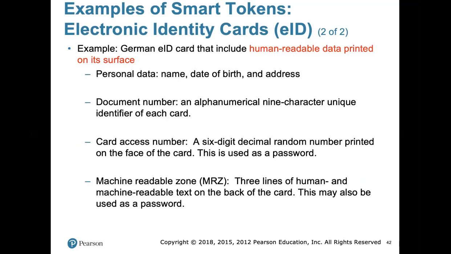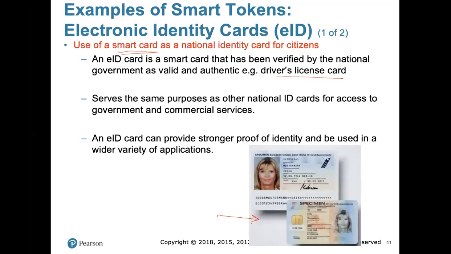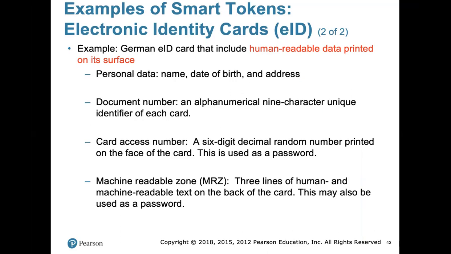One example of an EID card is the one issued by the German state, and it's a mix of human and machine readable data. So this is a picture of that card you see here. Of course, there is some information on the card that can be read by a human, for example name, date of birth, address, and picture of the card holder. The same information is also embedded on the chip on the smart card, where it can be read by a machine.